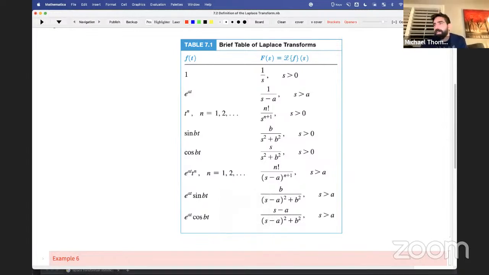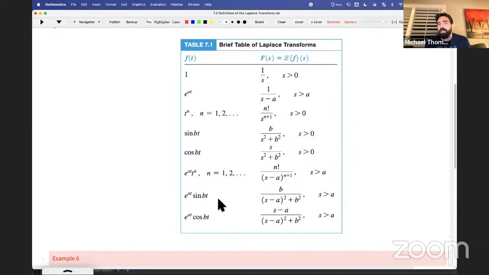All right, do you guys notice some patterns there? It's not just a random table, okay? That's all I'm trying to get out of this. If you can notice the patterns, you'll probably be better at catching your mistakes. For example, this one right here, when you have a power function in there, t to the n, do you notice that you're going to have an increased power of s in the denominator? So look what happens when you put the t to the n and multiply it times e to the at. It takes the e to the at, puts the n factorial on top, and increases the power in the denominator.